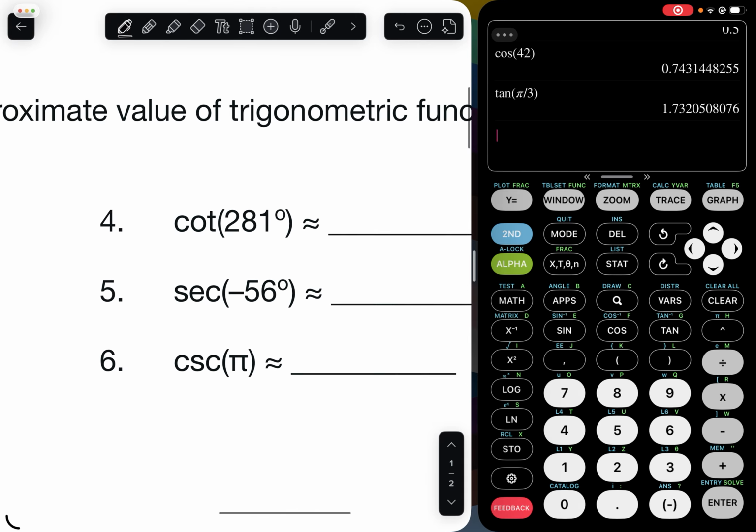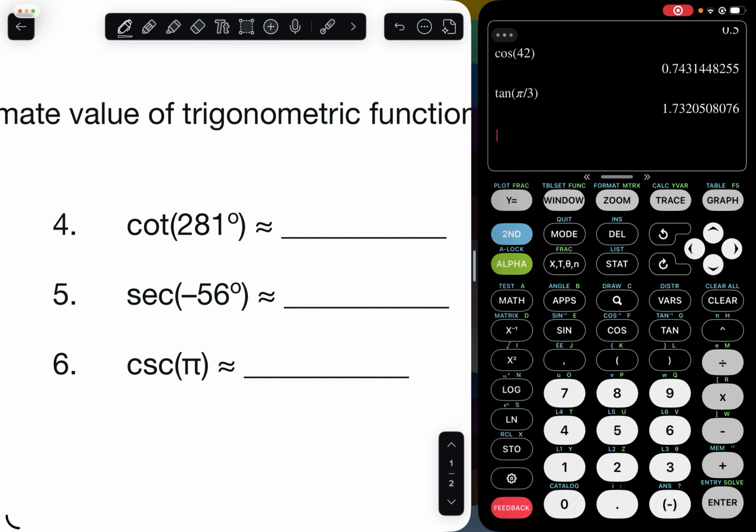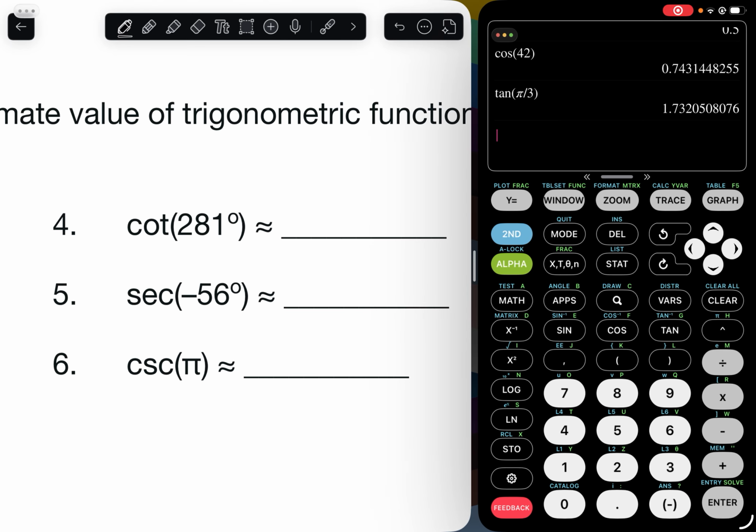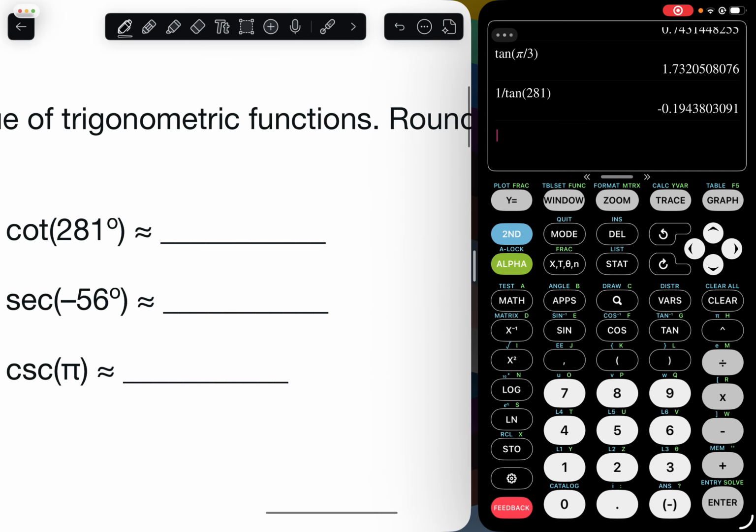All right, let's try some of the slightly trickier ones. So next one says cotangent of 281 degrees. So we have to check our mode. Mode is in degrees. And then I know to evaluate cotangent, that's 1 over the tangent. So 1 divided by tangent, and then 281. And we get -0.194.